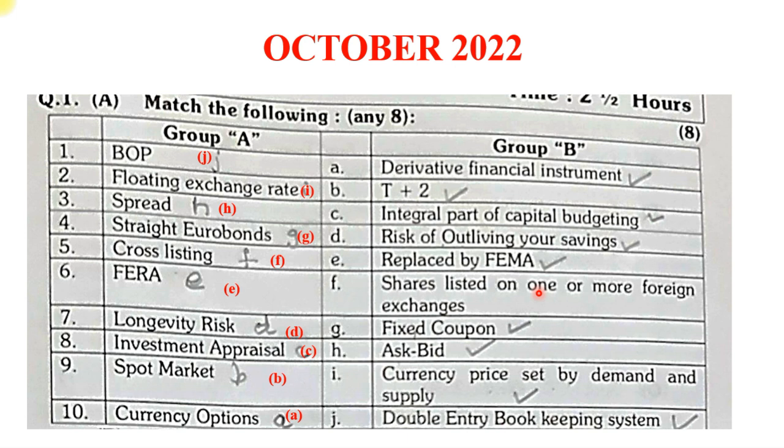Longevity risk is D, risk of outliving your savings. Investment appraisal is C, integral part of capital budgeting. Spot market is B, which is T plus 2. Currency option is A, derivative financial instruments. Again, you can have a look at it, take a screenshot.